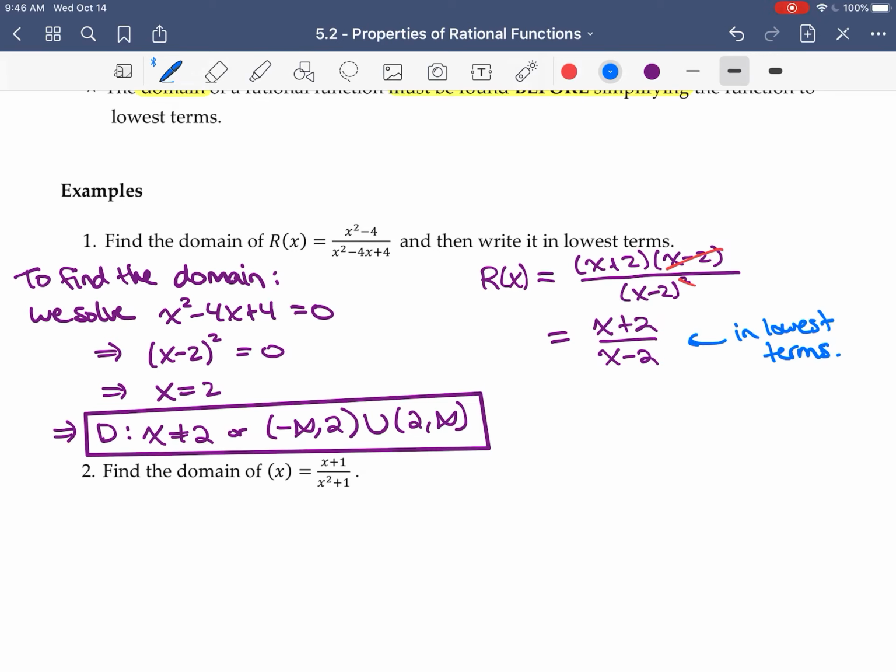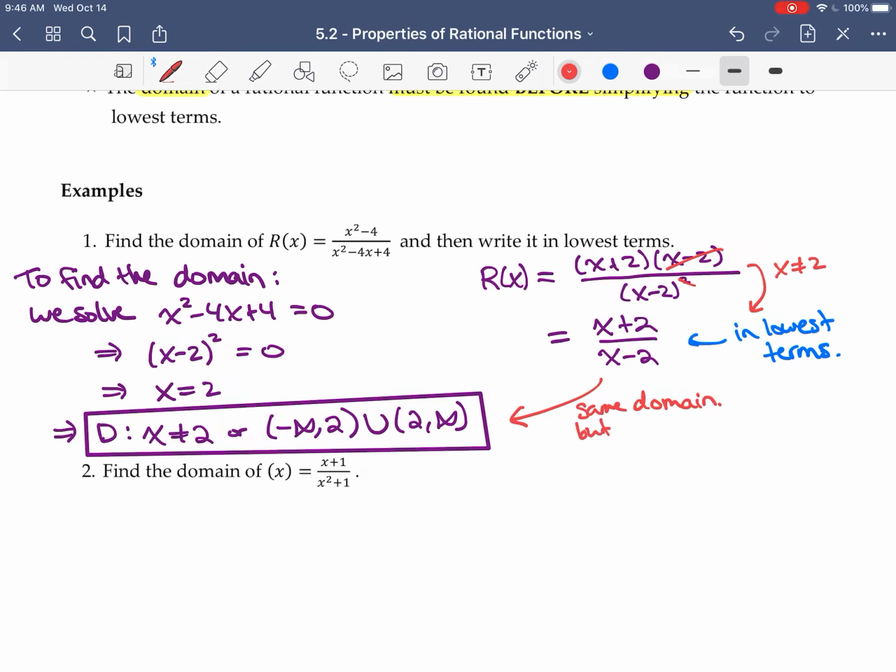Now we can only cancel, going from this step to this step, if that term is not 0. So we need x to not be 2, but we needed that anyway, and we still need that at the end. So the domain of our simplified function is actually the same as the initial. But that doesn't always happen. So that's why you need to do the domain first.